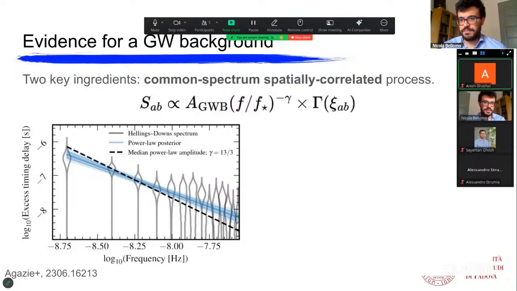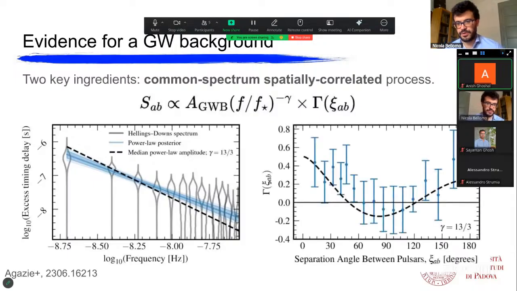However, probably the most important part is the detection of a Hellings-Downs curve, which is the curve that I am showing in the right plot. This curve is a function just of the separation of pulsars and is characteristic of the passage of gravitational waves. No other effect that is currently known is able to reproduce this curve. So this was really the key ingredient missing from the previous data release.